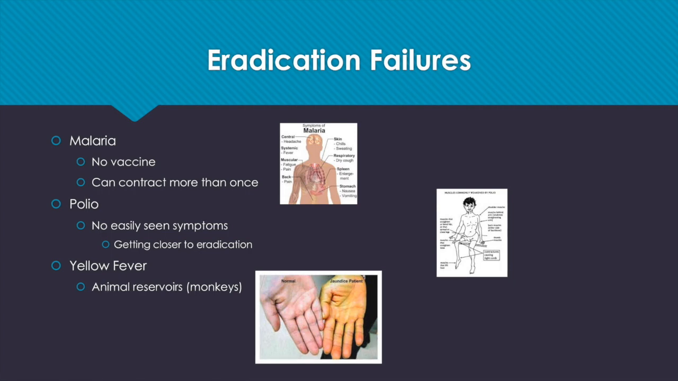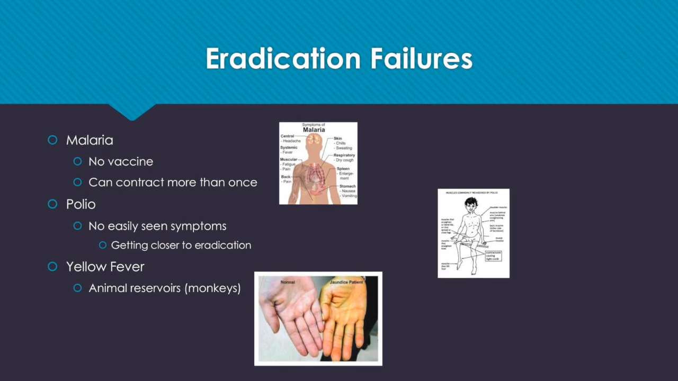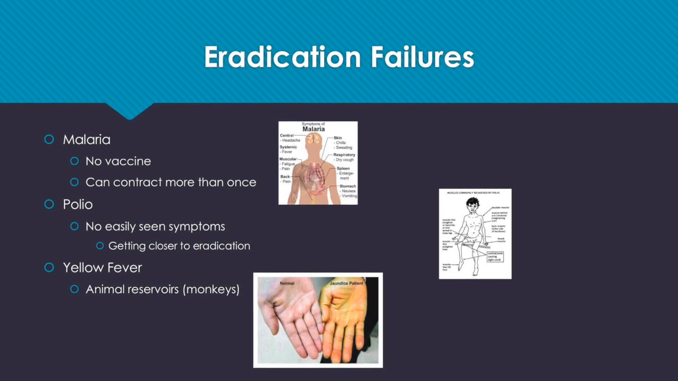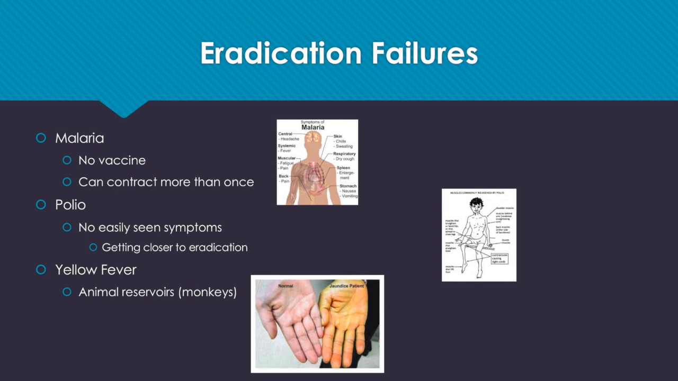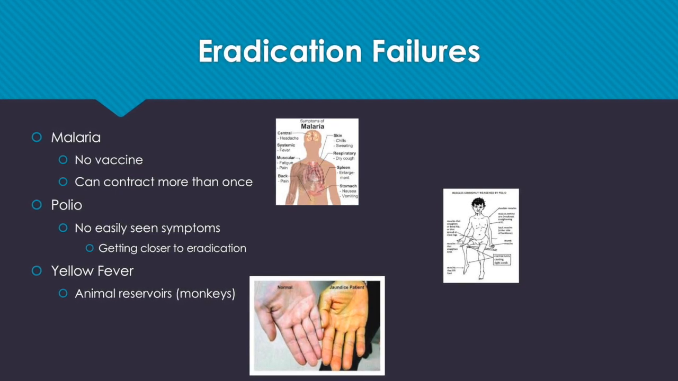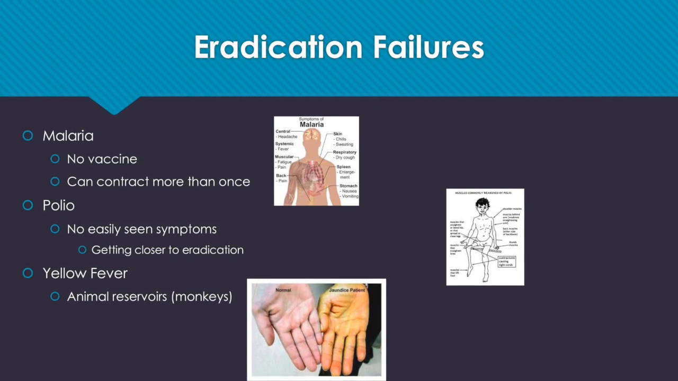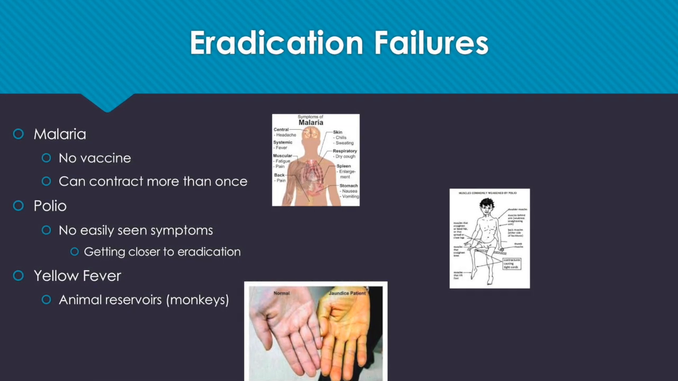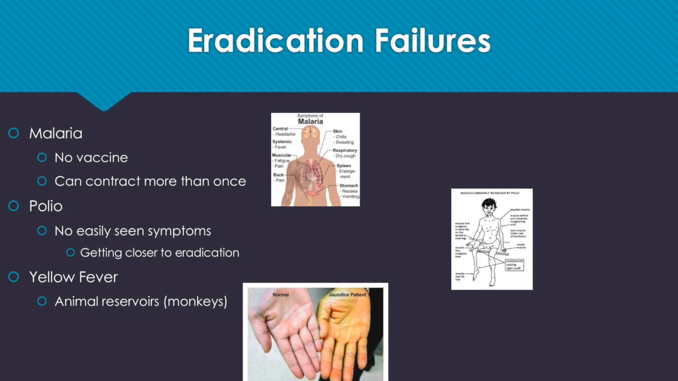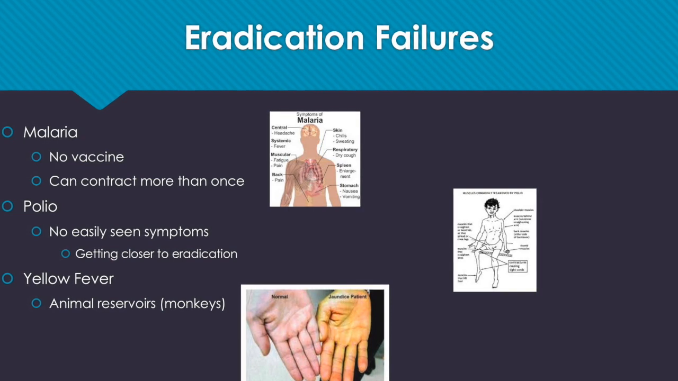This part of the video goes over eradication failures. There have been many eradication failures over the years. Malaria being one of them failed because there was no vaccine and a person can contract malaria more than once after having the disease. Second, polio. There are no easily seen symptoms, but in the recent years, we are getting closer to eradication. And third, yellow fever. It failed because there are animal reservoirs, meaning that animals can contract the disease, and once it is eliminated from humans, and then the animals still have it, it can go back to the humans.